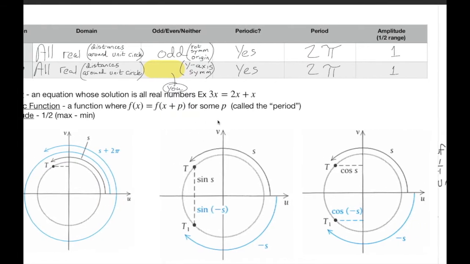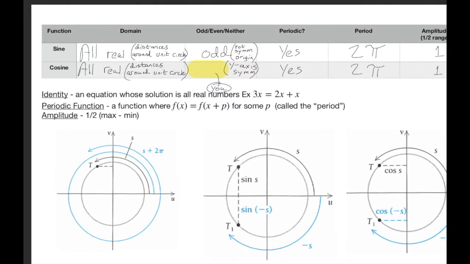There's also another vocabulary word. The amplitude is going to be, in this case, half the range. So the highest y value is +1, the lowest value is -1. So the range is going to be from, say, the x-axis up to the highest point, which is just 1 in this case. Or you could say 1 minus -1 is 2, and take half of that, it's 1. That's how you find the amplitude.